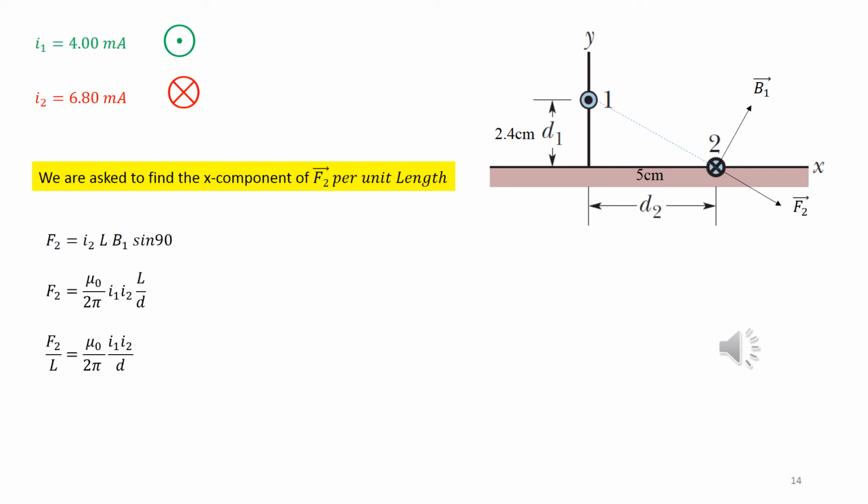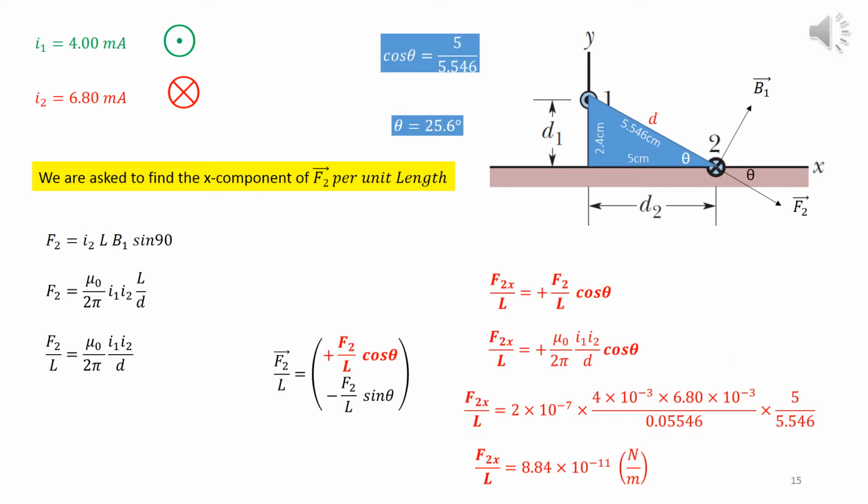Since we are asked only to find the x component of F2 per unit length, I'm not interested in F1. I'm only interested in and focusing on F2. So the x component of F2 per unit length, F2x per L, is equal to F2 times cosine theta, and theta is shown in the figure. Now theta of F2 is the same as theta in the blue triangle, because the direction of F2 is the same as the diagonal, the D in red.